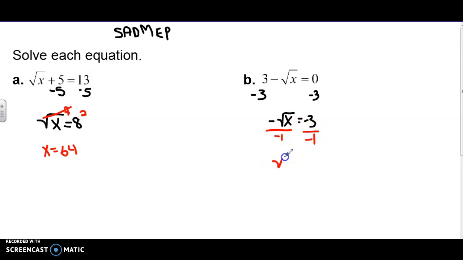We then have the square root of x equals 3. Now we want to do the inverse of taking the square root. So we square both sides, and x equals 9. Plug it in to check your answer. 3 minus the square root of 9 would be 3 minus 3, which equals 0, so we know we did it correctly.